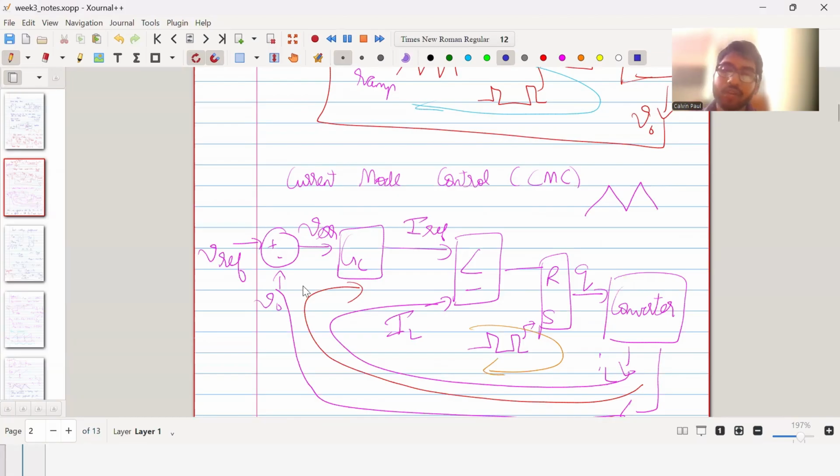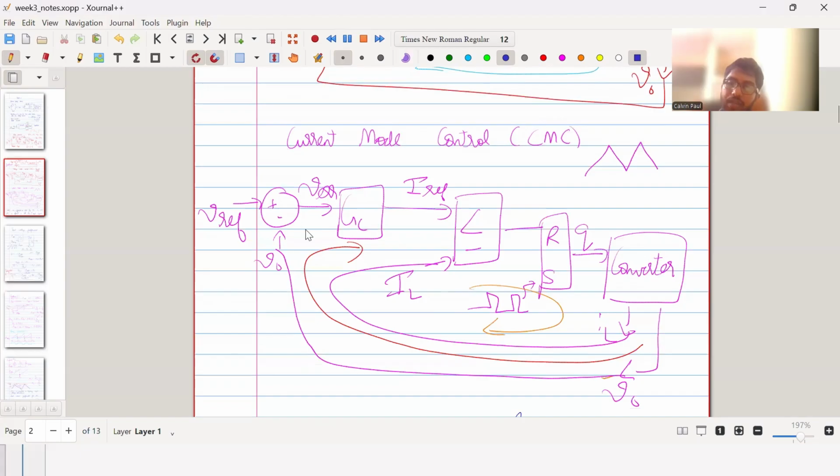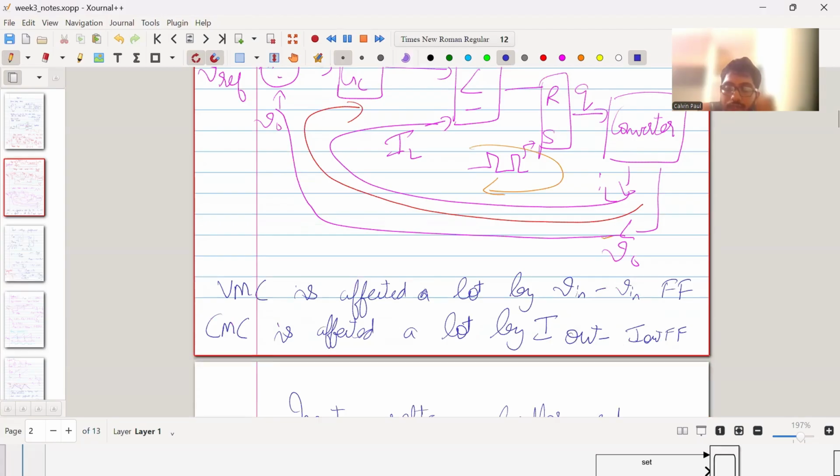Similarly, for current mode control, we have two loops. We have this fast inner current loop and we have this slow outer voltage loop. The advantage with current mode control is it makes your inductor behave like a constant current source. So it takes the dynamics of the inductor to a very high frequency. It results in the poles being separated and it becomes more robust, easier to compensate the loop in the case of current mode control as compared to voltage mode control.